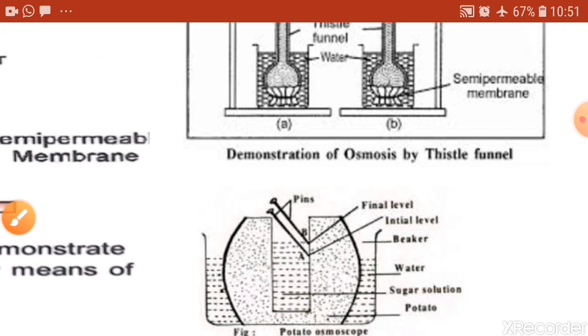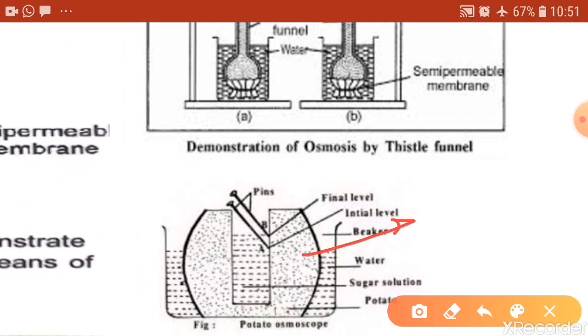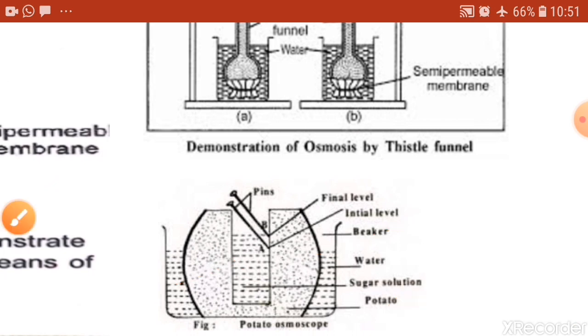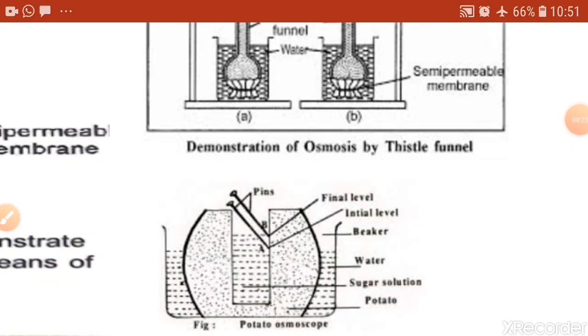Another thing is that if, instead of taking a fresh tuber of potato, you boil the tuber and then do this activity again, you will not find any increase. The reason is that when you boil the potato tuber, the cells of the potato die and the membranes become ineffective. The membranes are dead, and so the entry of water into this cavity will not occur; osmosis will not be performed. So this activity demonstrates osmosis.